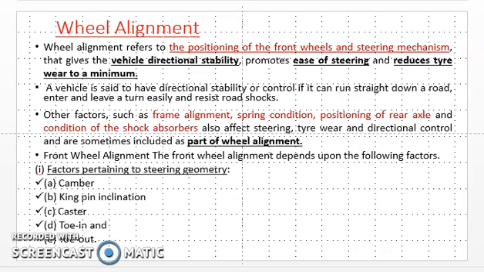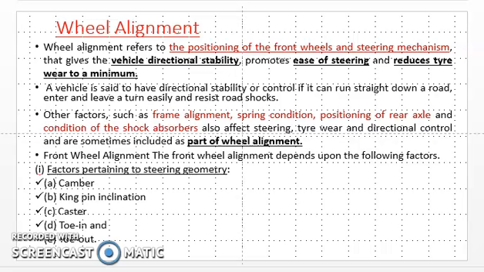In the previous video, we have seen correct steering and the automotive steering mechanism, that is, the Ackermann mechanism. Now we will see what is wheel alignment. Wheel alignment is a term used to achieve vehicle directional stability as well as ease of steering, and it reduces tire wear to a minimum.